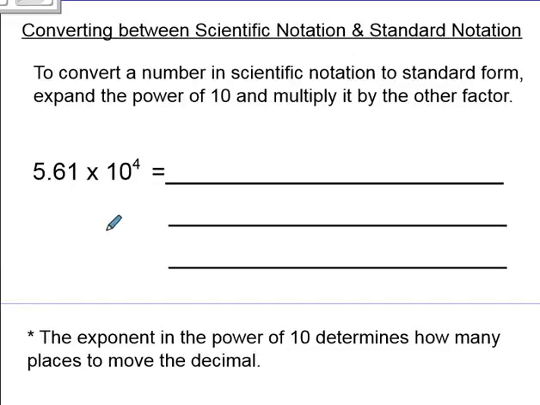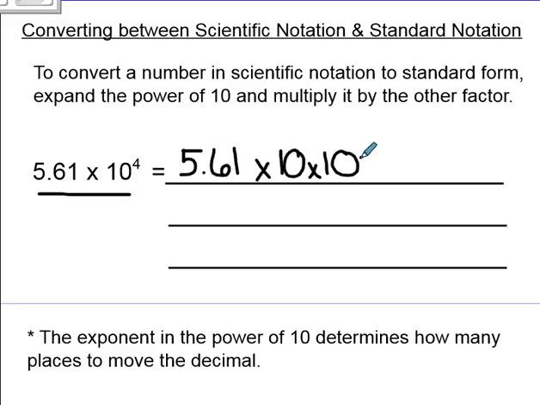Now we want to convert between scientific notation and standard form. So first we'll take a number in scientific notation and we will turn it into standard form. So what I want to do is understand what this really means. So first I have my first factor, which is 5 and 61/100ths times 10 to the 4th. And what 10 to the 4th really means is times 10 4 times. So let's write that out so we can really understand what it means.